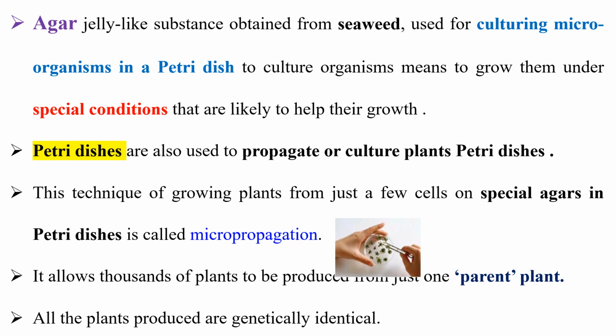These petri dishes are also used to propagate or culture plants, not only bacteria. We are propagating or culturing plants from tissue. This technique of growing plants from just a few cells on special agar in a petri dish is called micropropagation. You see in these pictures, we are growing plants on petri dishes from tissues by the method of micropropagation. It allows thousands of plants to be produced from just one parent cell. All the plants produced are genetically identical.